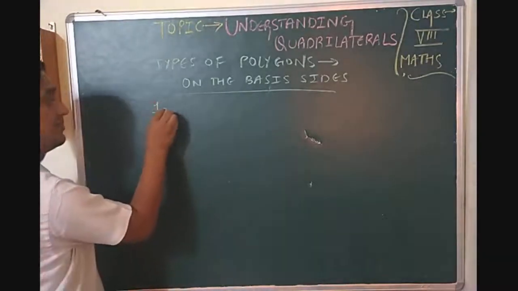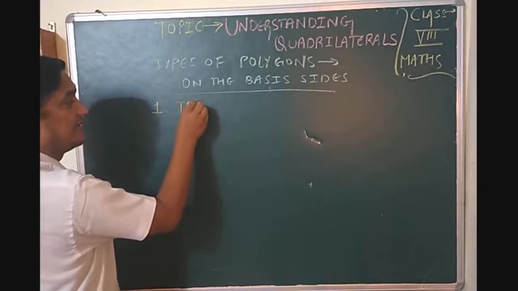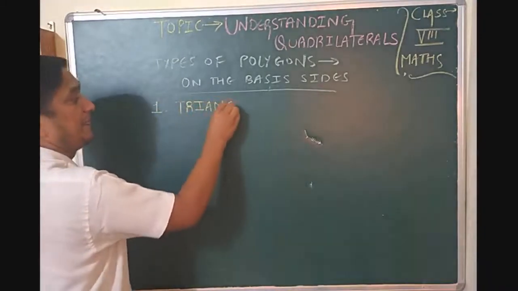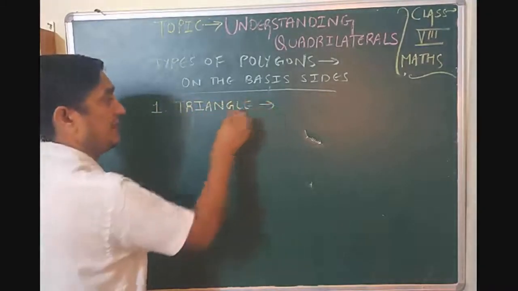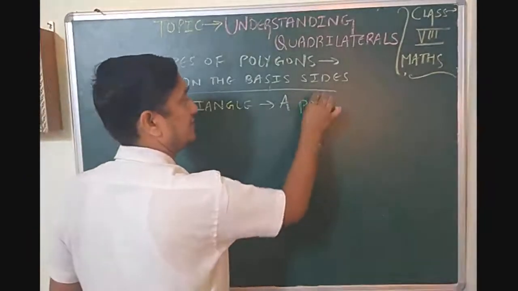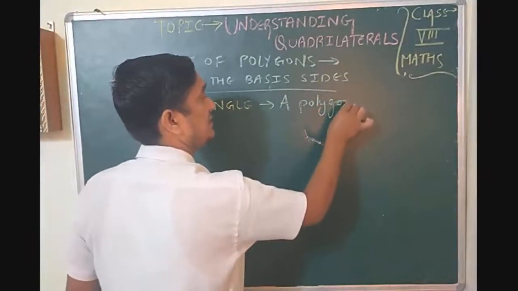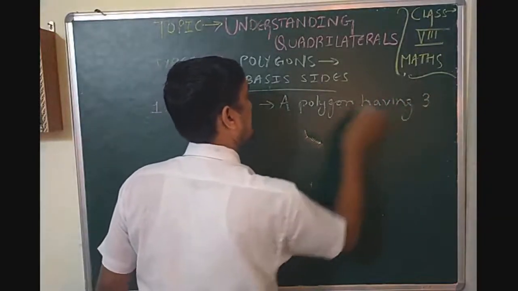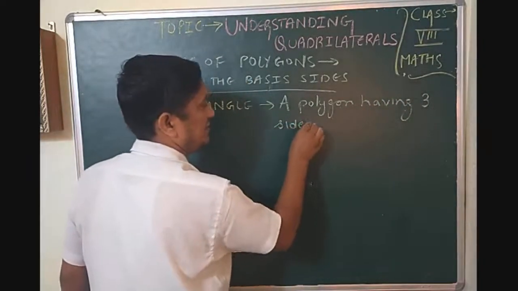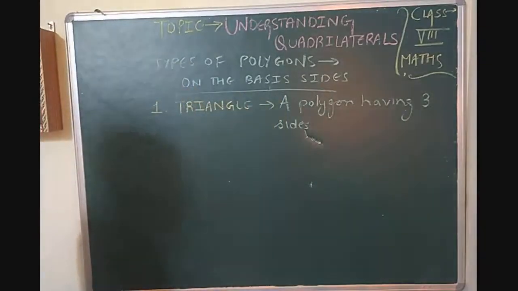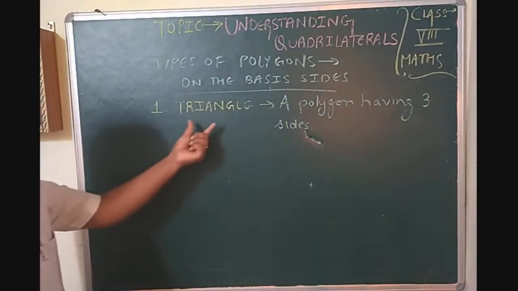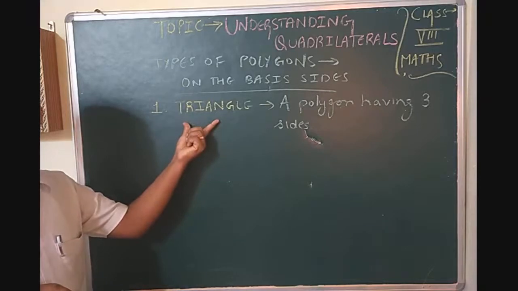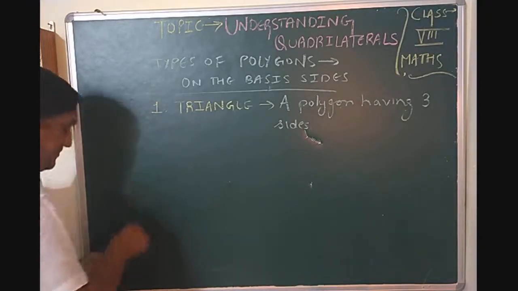Number one, triangle. Triangle is a polygon having three sides. So children, you must remember this. Any three-sided polygon is always called triangle. Similarly, we can do the next one.